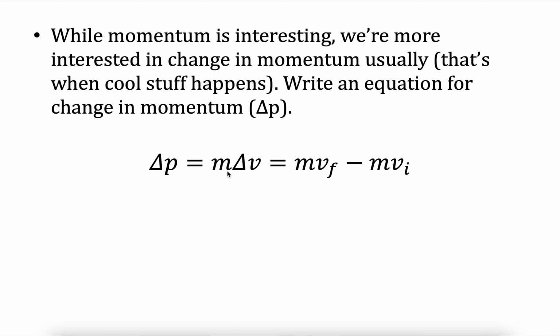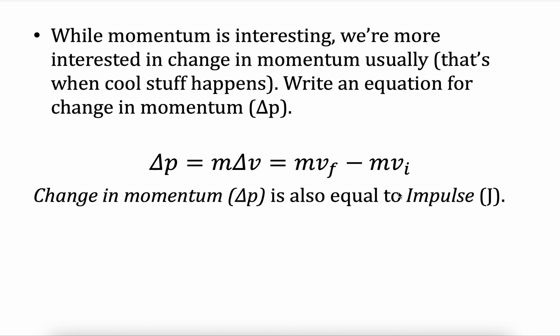Now the mass isn't going to change. We will get into this a little bit more later. Another way to write change in velocity is final minus initial. So I can kind of expand this. I have the final momentum, mass times the final velocity, minus the initial momentum, mass times the initial velocity. So the change in momentum is the final momentum minus the initial momentum, okay?